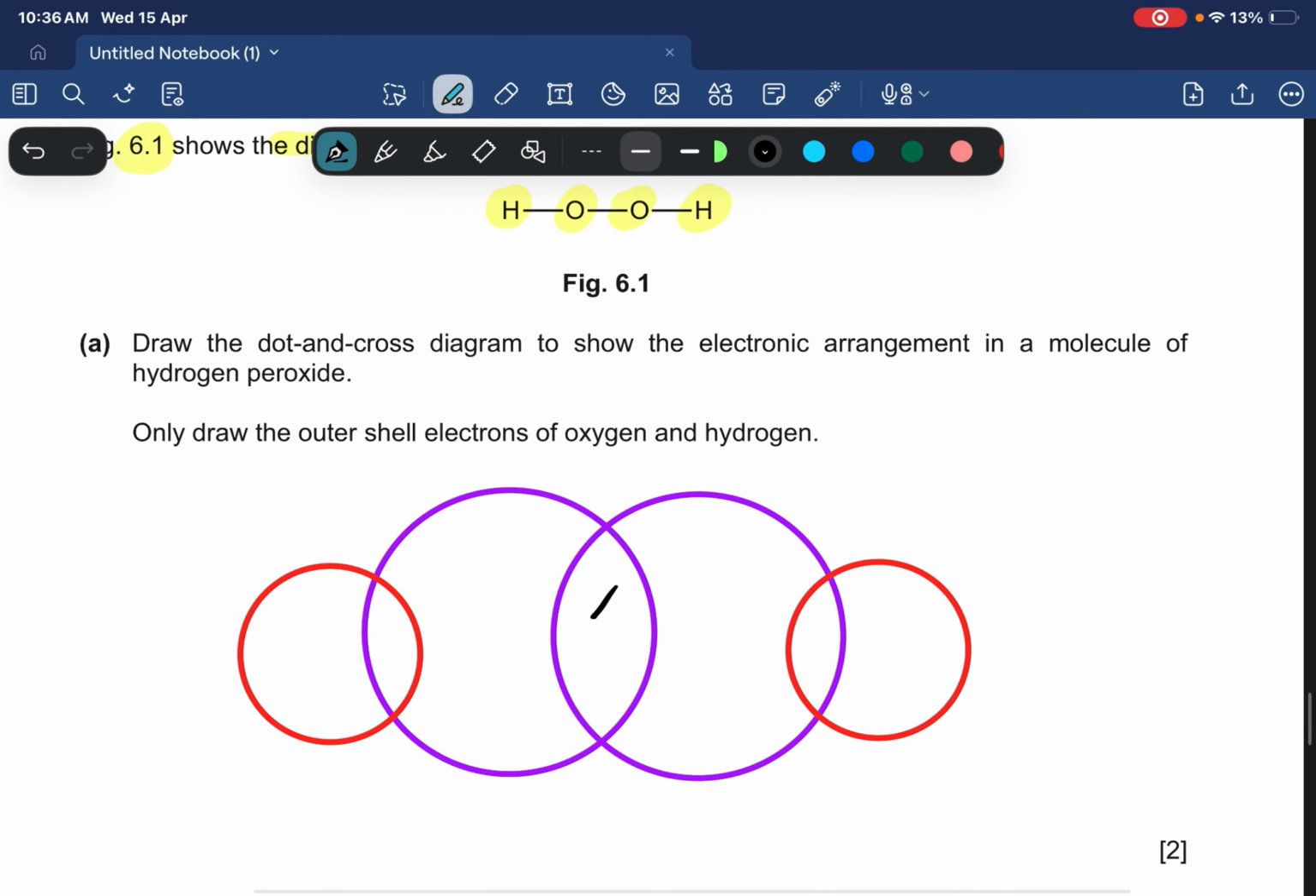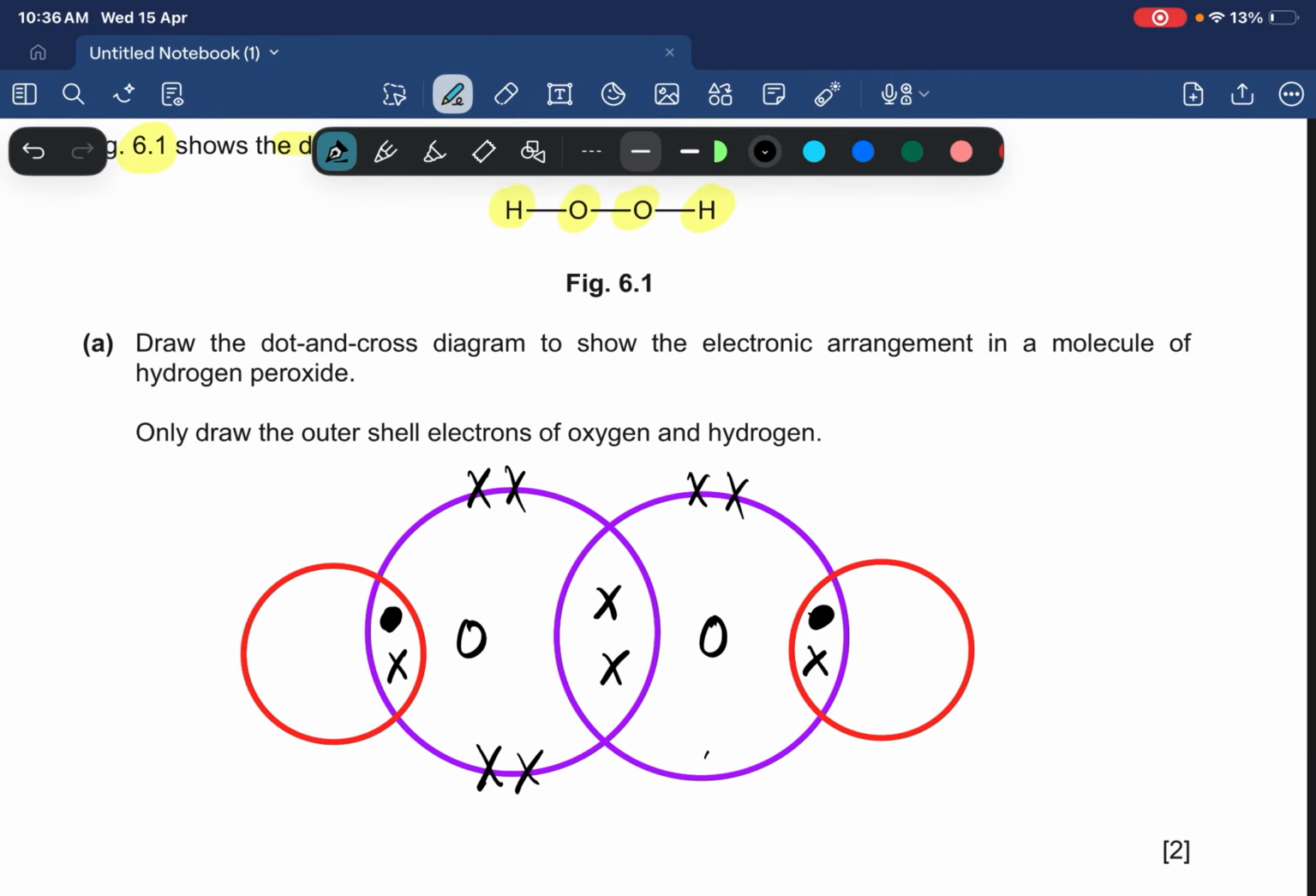So 1 bond here between oxygen and oxygen. I need to make sure that I use crosses for oxygen. So I am going to make 2 crosses here for oxygen, and dots for hydrogen. So 1 dot for hydrogen here, 1 dot for hydrogen here, 1 cross here, 1 cross here. And then I complete the octet for oxygen.